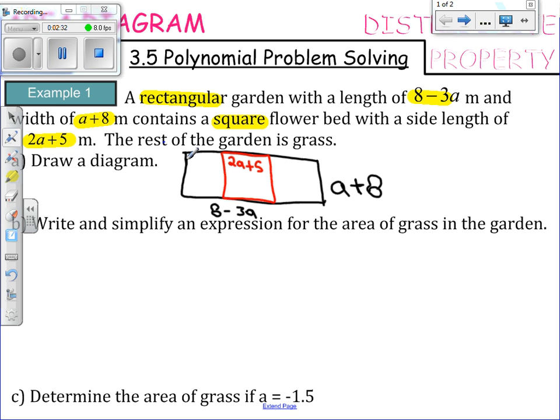It's an important step to understanding the question, because if you mess up the drawing, then you're going to mess up the rest of the question. So write and simplify an expression for the area of grass in the garden. Where is the grass in the garden, Ella? Yeah, Aiden? Yeah, on the sides. Which is what I was going to say.